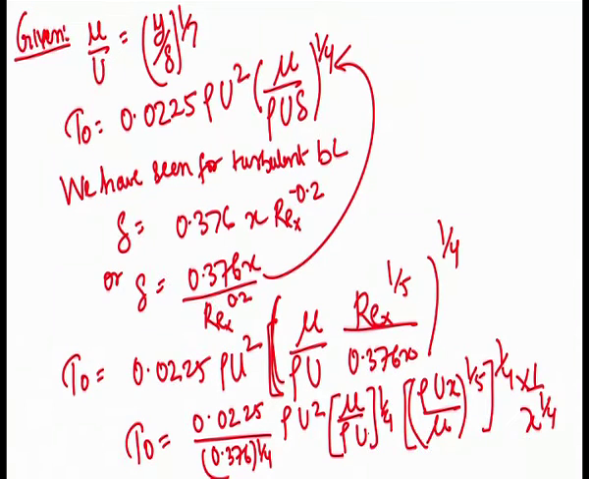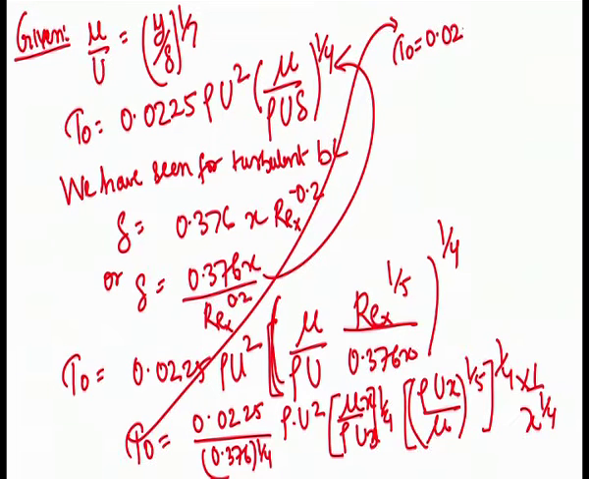So, if you multiply x here and x here, and on rearrangement, this expression actually can give you tau naught is equal to 0.0287 rho capital U square into 1 by Re x to the power 1 by 5.